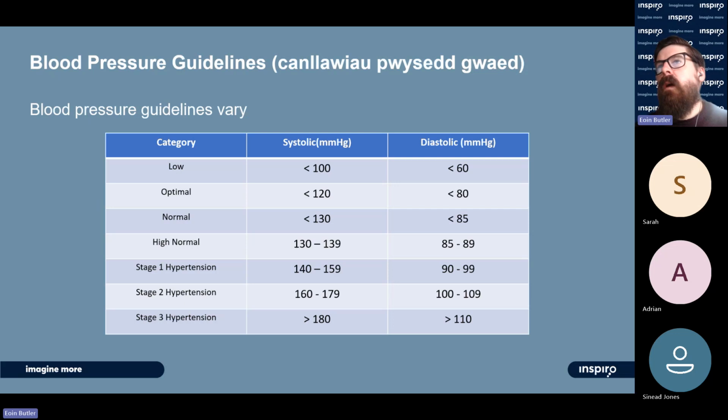And what we've got next are our blood pressure guidelines. Now, these may vary. If you look at different journals or different sources of information, they may vary. But for us, these are the classifications that we go by.